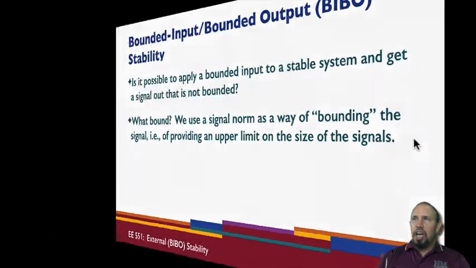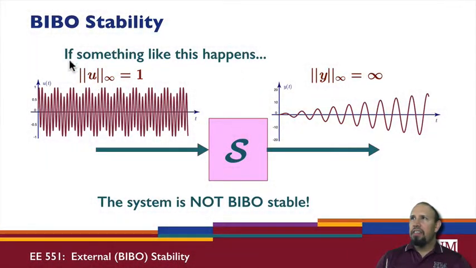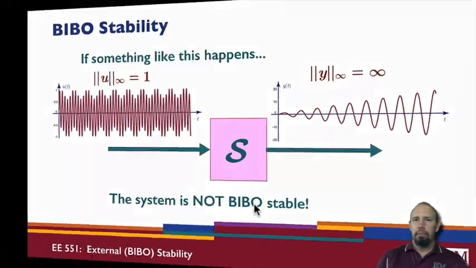So the concept of BIBO stability is like this. If something like this happens, we have a bounded input signal. So this particular input signal has infinity norm 1. We apply it to our system, and in this case, for a particular system, we could get a response like this. Okay, so the output has infinity norm that's infinite. That is, the signal keeps growing. And so this system is not BIBO stable.